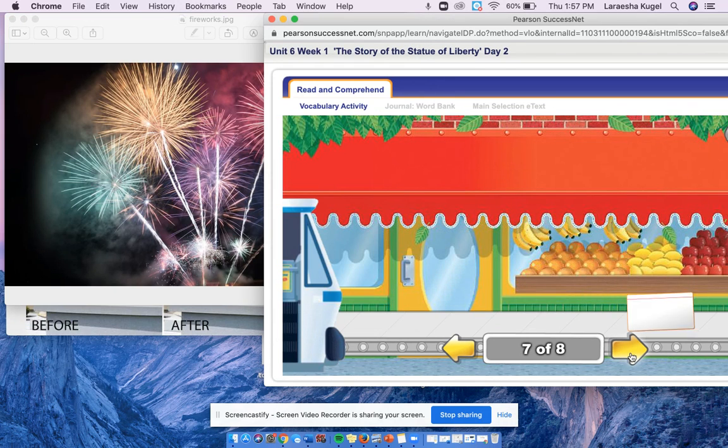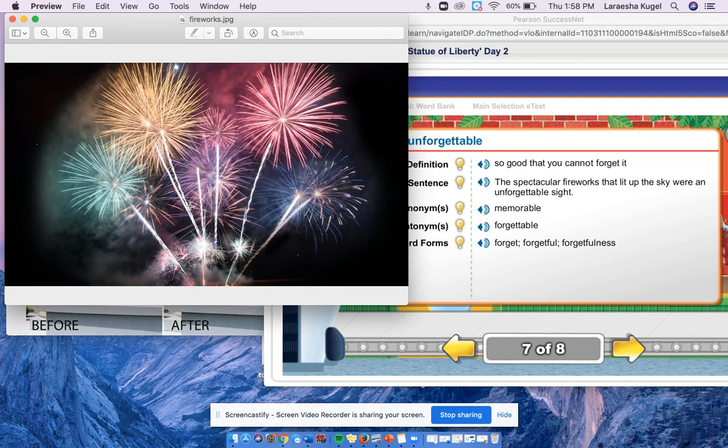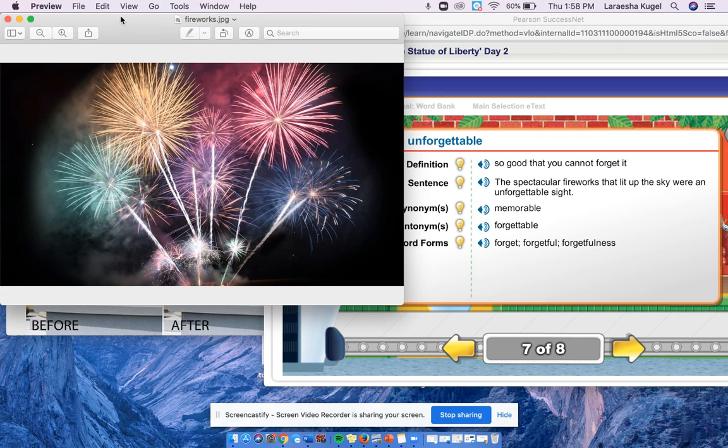Okay. The next word is unforgettable. The definition is so good that you cannot forget it. A sentence might sound like, the spectacular fireworks that lit up the sky were an unforgettable sight. Synonyms would be memorable, antonyms would be forgettable, and other word forms would be forget, forgetful, forgetfulness, and that would be using that root word forget, but of course this means unforgettable. So that means it cannot be forgotten easily.